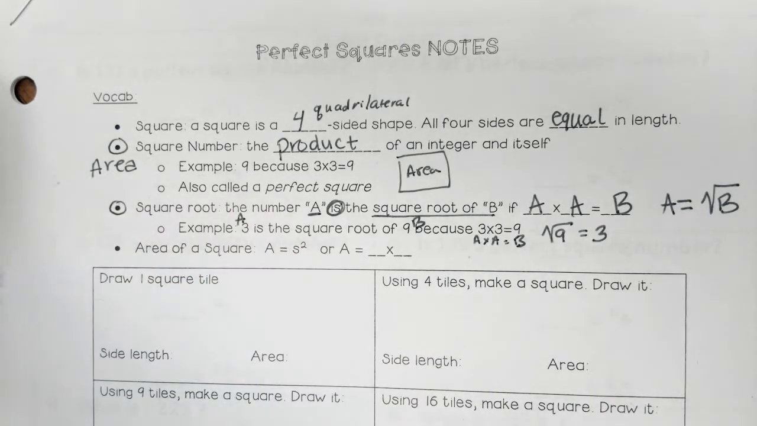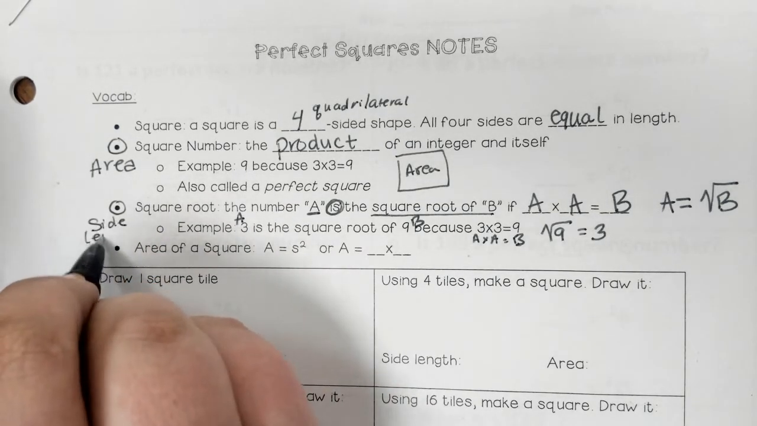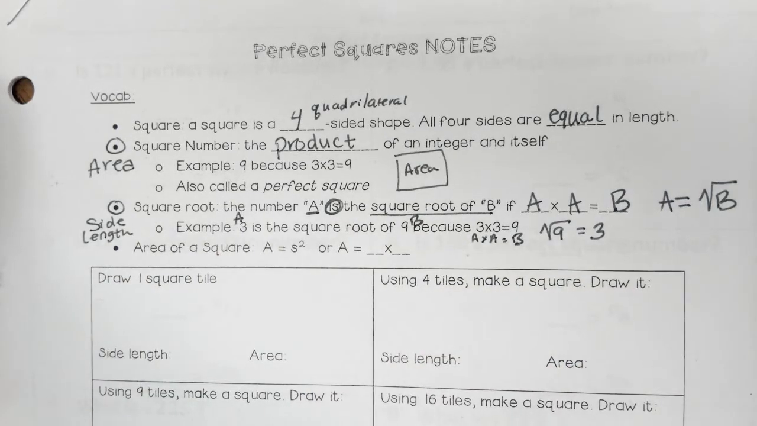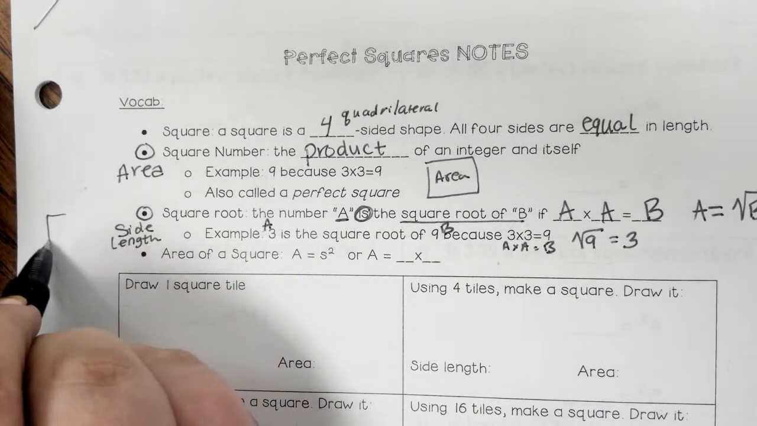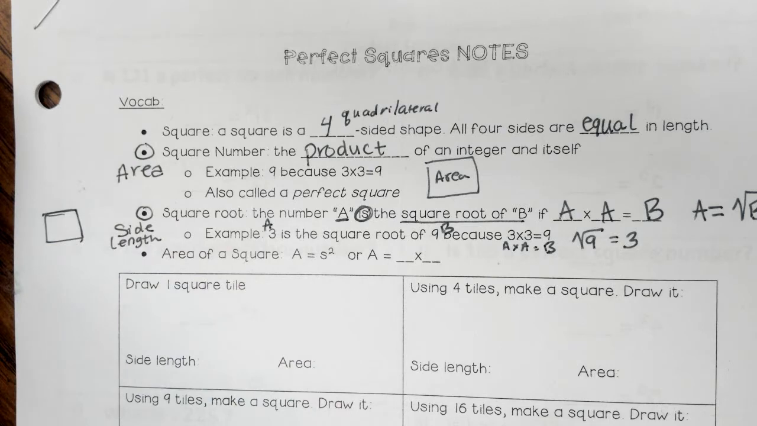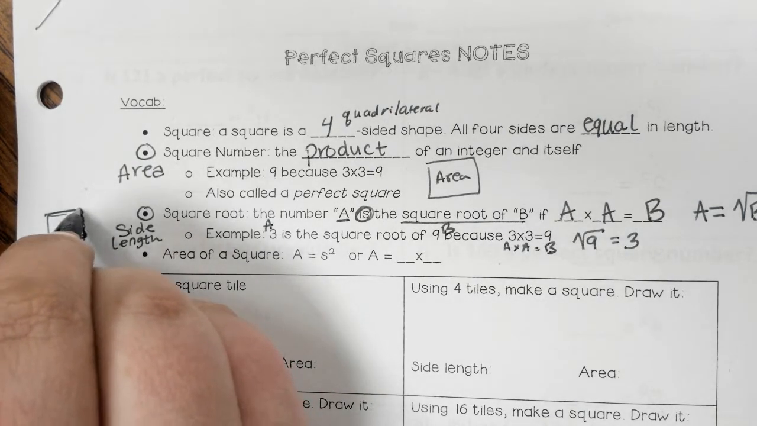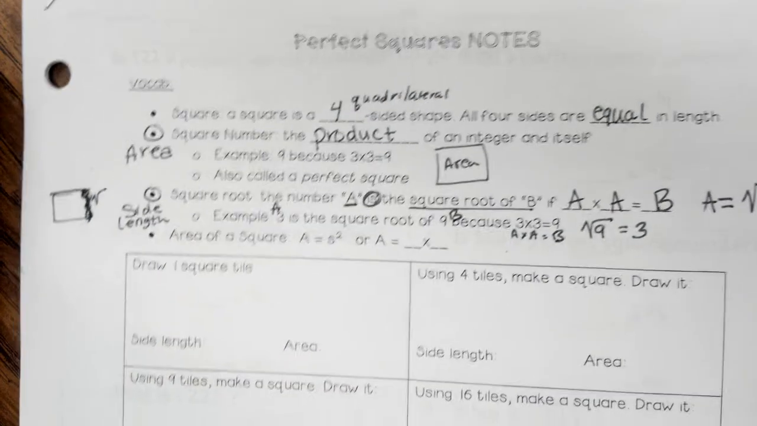Circle that bullet point and say side length. And I don't have room for a picture over here, so we'll go off to the side here. And that's what this is, essentially. When you take the square root, you get this one side length.